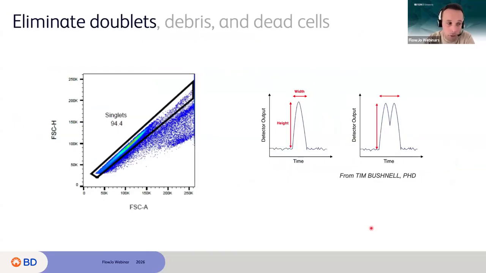To remove the doublets, we're going to use the property of the electrical pulse from the cells crossing the laser. When your cells cross the laser, you're going to have emission of light. This light is going to be transformed into an electrical pulse. So here's the electrical pulse. If no cell crosses the laser, you're in baseline, then the cells start crossing the laser, so you have emission of light or creation of an electrical pulse. When the cell is inside the laser, you have the maximum emission of light or maximum electrical pulse.